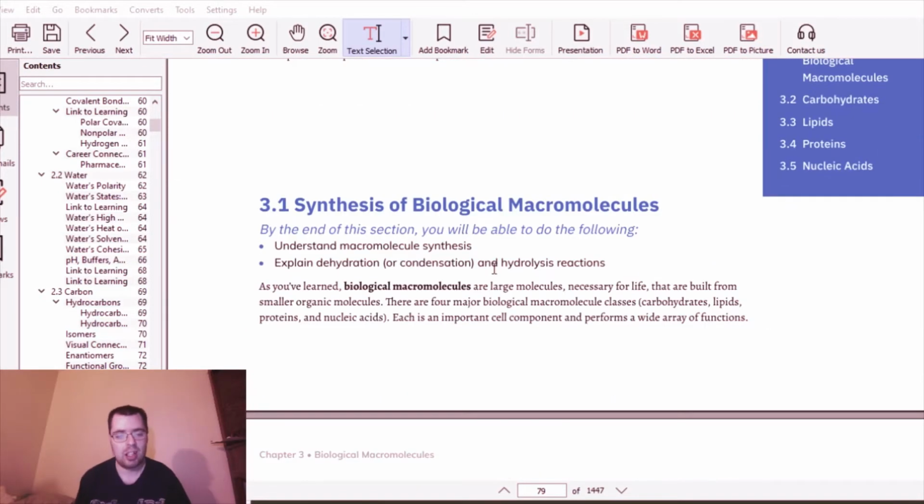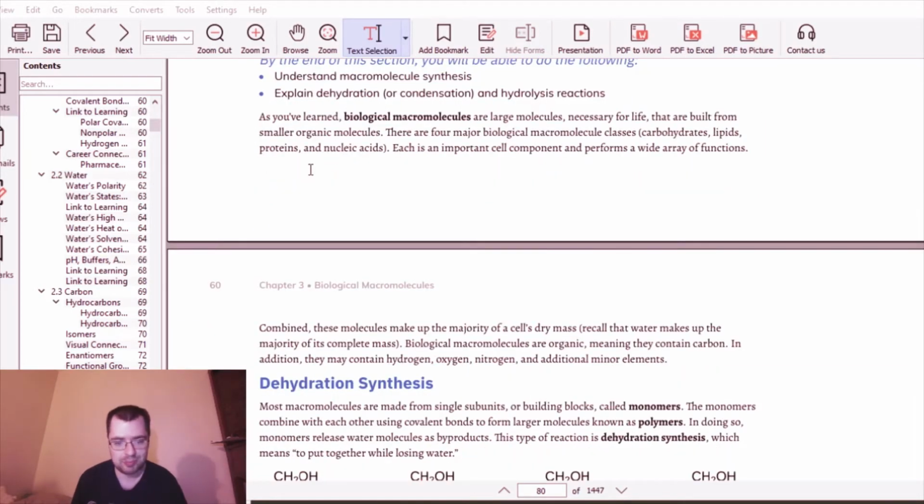So let's get going. First, as you learned, biological macromolecules are large molecules necessary for life that are built from smaller organic molecules. In other words, a macromolecule would be like a nucleic acid. That would be the monomer, which many of them will combine into making a polymer known as DNA, which we'll discuss in 3.5. So now you kind of have an idea. A monomer is one macromolecule in essence, while a polymer is the combination of macromolecules. And carbs, we will discuss that here shortly.